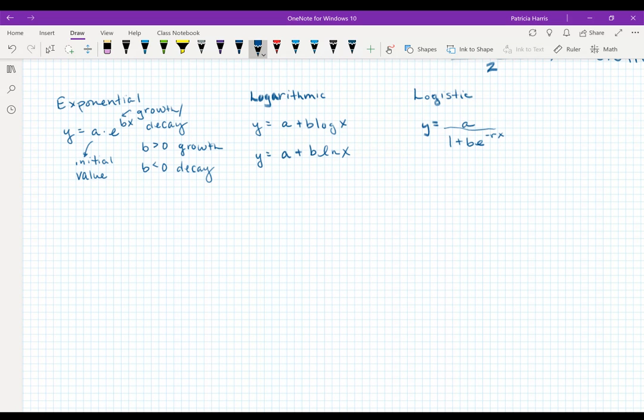Now what they mean by a limiting factor is this. You cannot have something that grows without bound. Something is always going to limit it. Whether that be population or bacterial growth or something like that, you're always going to have a limiting factor: space, resources, things like that. So this is when you have that limiting factor. A is going to be your limiting factor. It's going to define your horizontal asymptote, if you look at the graph.